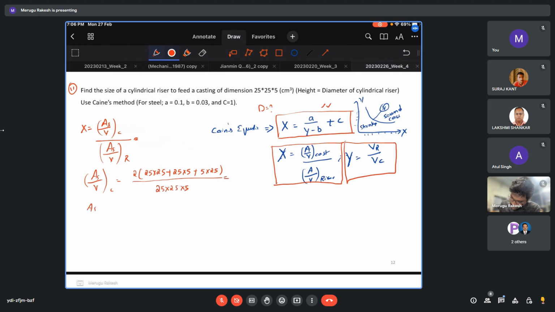Then similarly we can calculate the same for the riser. Here the height is equal to the diameter for the riser. So I am not calculating it here. I know the value, that is nothing but 6 by d, or else you can directly do it.